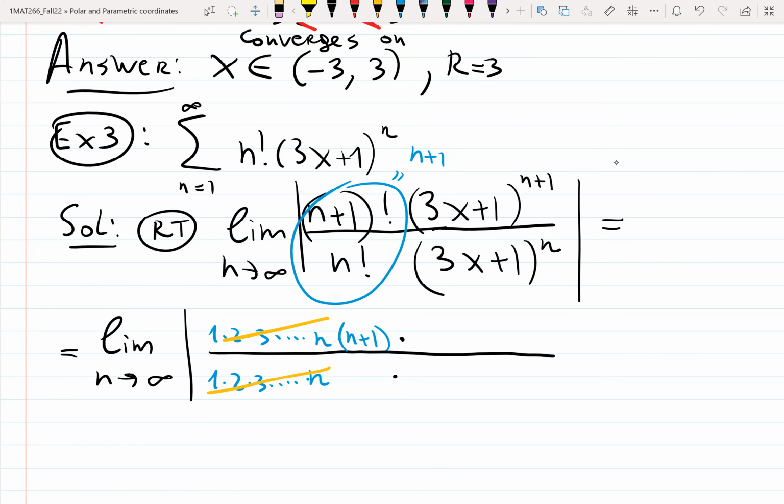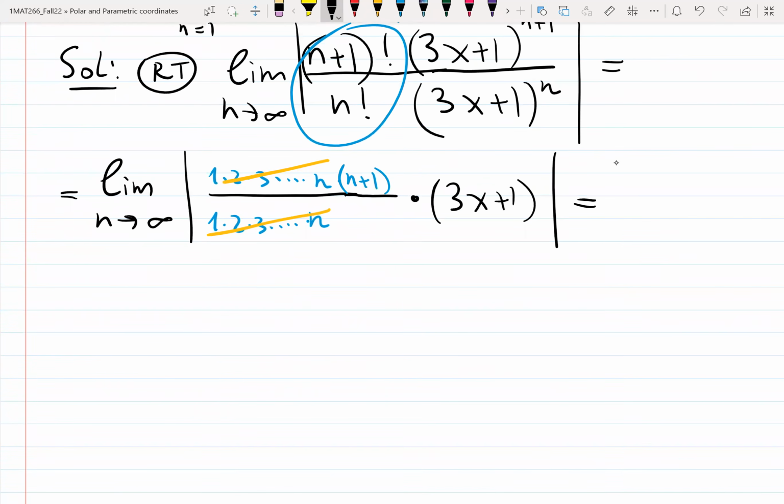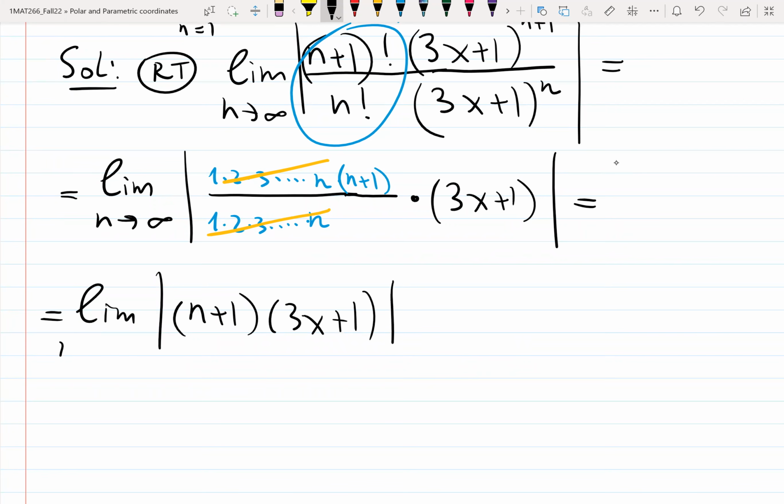Now, 3x plus 1 also can be simplified, since the one at the top has larger power, that's the one that's going to stay. So times the absolute value of 3x plus 1, less than 1. Not very clear what is happening here, so let me rewrite it nicely. It's going to be the limit of n plus 1 that's left over from n plus 1 factorial, and then 3x plus 1 is a leftover, as n goes to infinity.